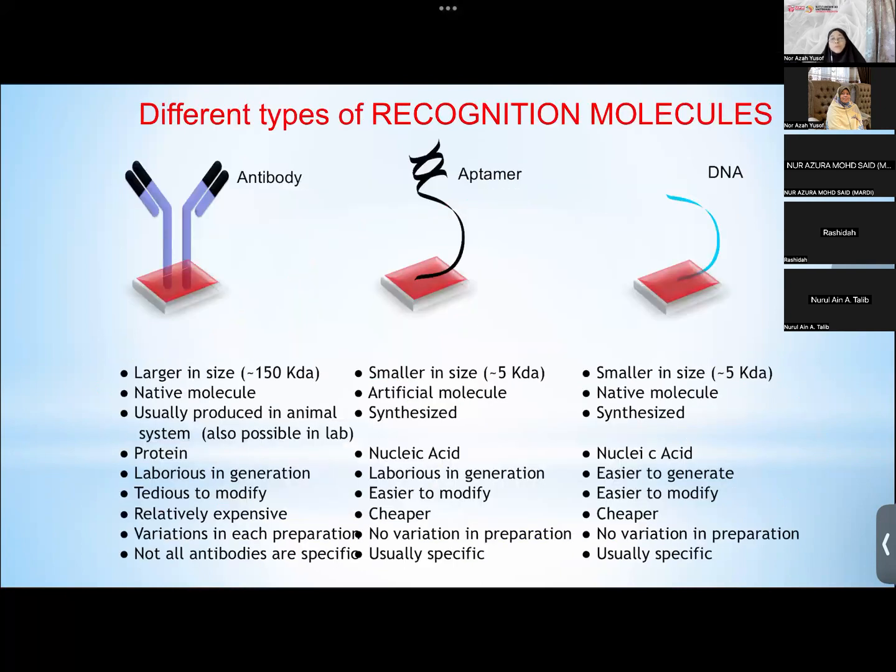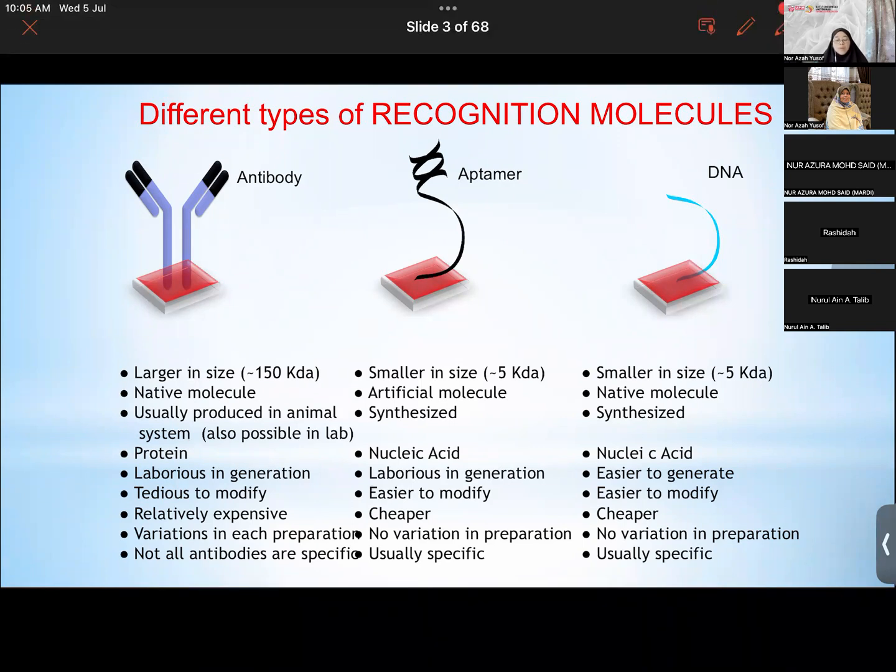So for those of you who are not familiar, we have some commonly used bioreceptors. We have aptamers, we have antibody, and we have DNA. These are the differences in terms of the general structure of antibody, aptamer, and DNA. It is important to know, because later we need to conjugate with the nanoparticle. So we need to know the structures, which part we are going to attach to the nanomaterial.